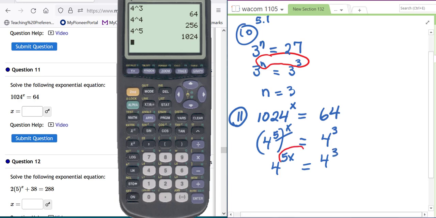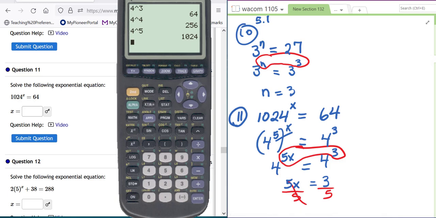Now you can set these equal. So you have 5x equals 3. So once you have the bases the same, you can drop the base and set the exponents equal. And then you can solve. So 5x equals 3. That's all you have to worry about. You are going to isolate the x. So you're going to divide by 5. So x equals 3/5.